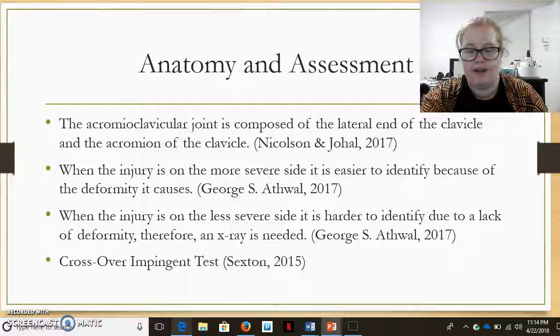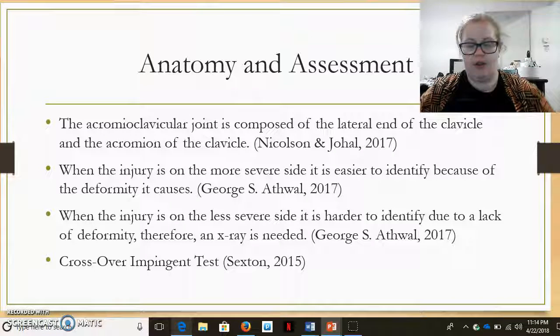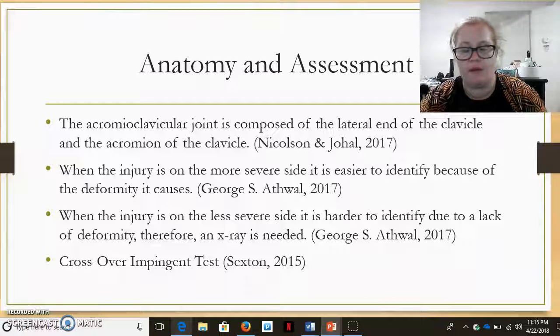A way to test this is the crossover impingement test. You're going to have the patient lying in a supine position or sitting. You place one hand on the posterior aspect of the patient's shoulder and the other hand on the patient's elbow. Then you stabilize the patient's trunk, so make sure that their trunk is stabilized. And then passively and maximally horizontally adduct the shoulder.